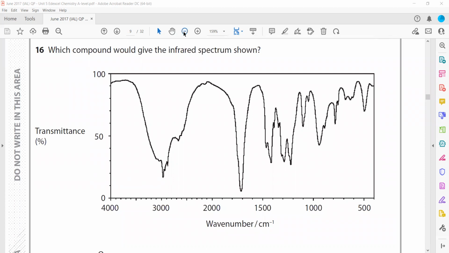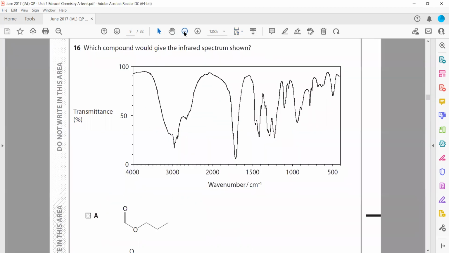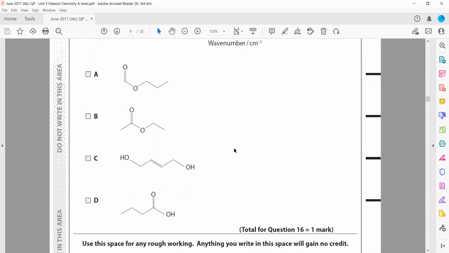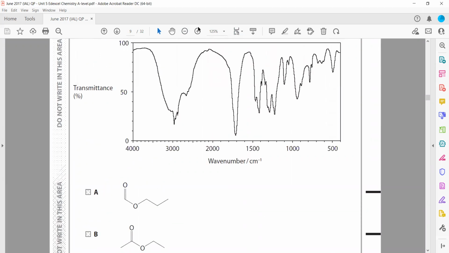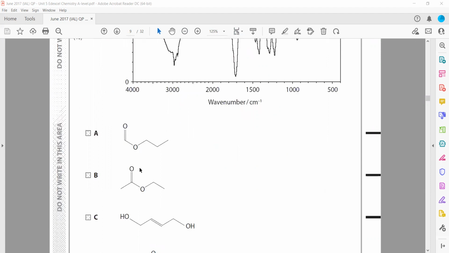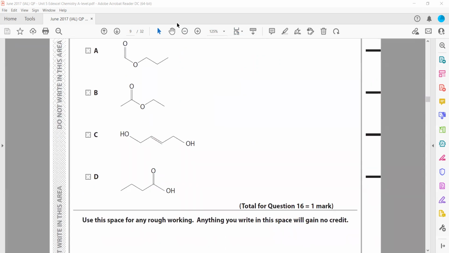Which compound would give the infrared spectrum as shown? So you have to use a data booklet here to identify the peaks. But remember, this is the OH peak. This is for C double bonded with O. Which compound contains OH and C double bonded with O? When you use a data booklet, you will find out that it is carboxylic acid. So D will be the right answer.